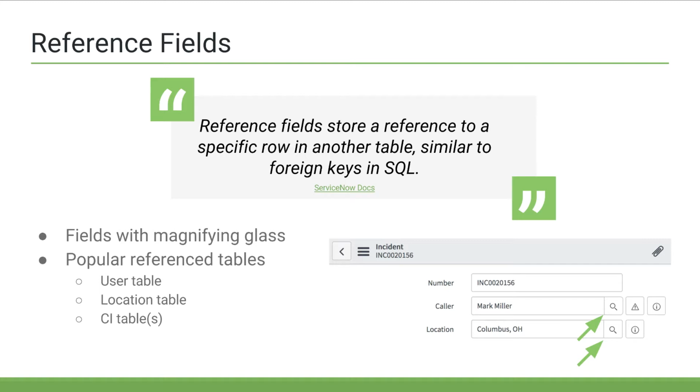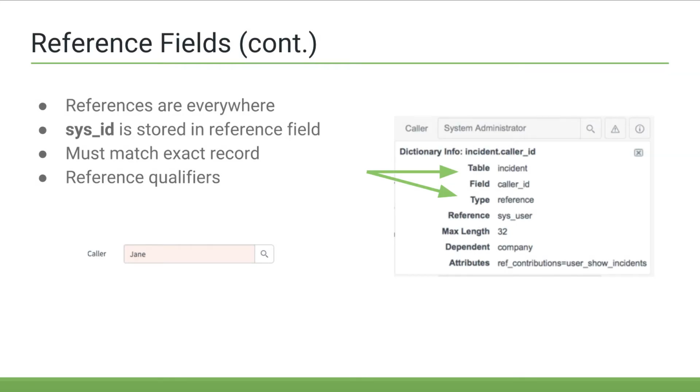However, if we create a reference to the location table, and as long as the location table is already populated, then within the incidents record, we're actually storing a reference to that specific location. So then we have the integrity of that data in every field. Popular reference tables are the user table, the location table, and CI tables. However, any table may be referenced by another table. References are everywhere in the platform.